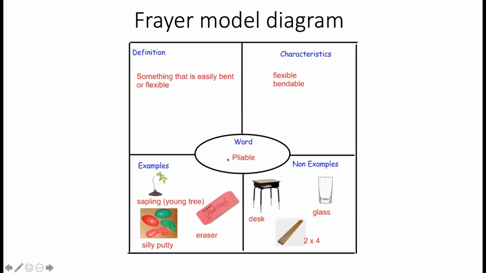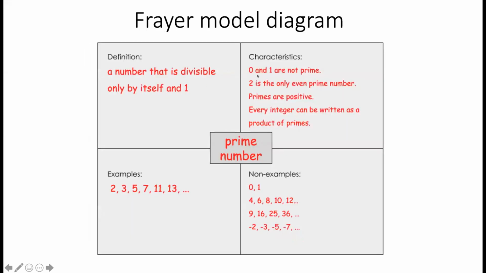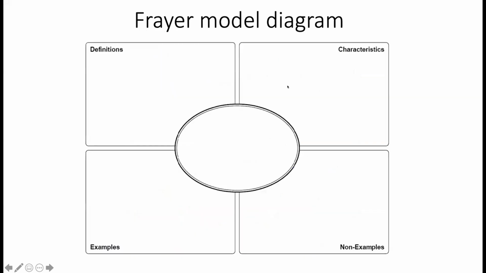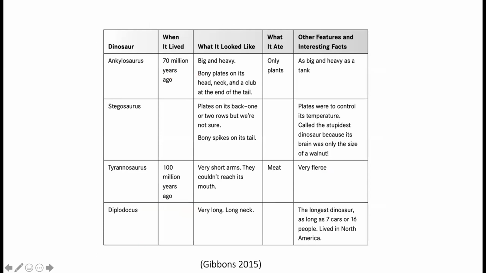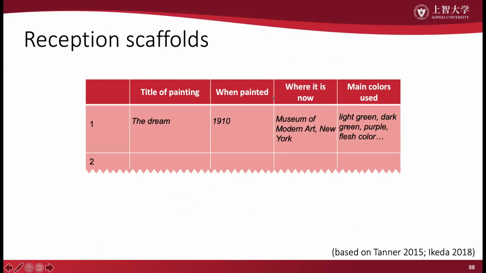And you have the word in the middle, and the definition and characteristics on the top, and examples and non-examples on the bottom. And these along with storyboards and timelines can be partially completed, or if there's time, you can even have the students find their own examples or find the word itself. Information grids also can help collect and organize information. Here's an example from one biology lesson about dinosaurs. Students can search the internet for the relevant information, for example, about paintings in an art lesson.